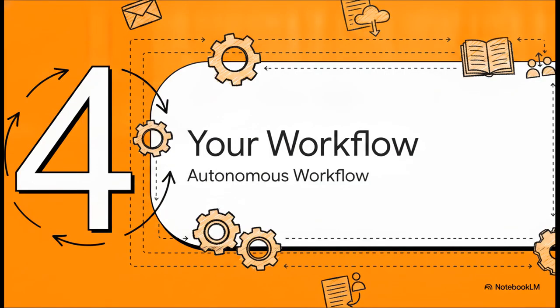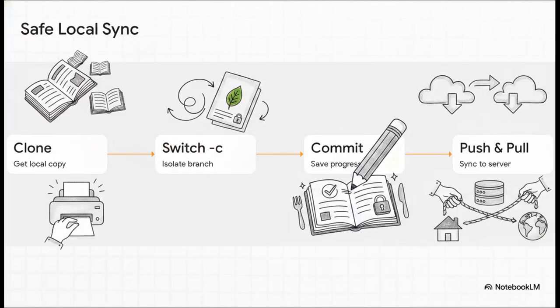Let's see how this all builds together in our final section. We're going to map out exactly what your daily operations look like using this autonomous workflow. Here's the logical sequence of your safe local sync, and we'll use a culinary analogy from our sources to make this crystal clear. First, you clone. That's basically getting a complete local photocopy of the official recipe book for your own kitchen.